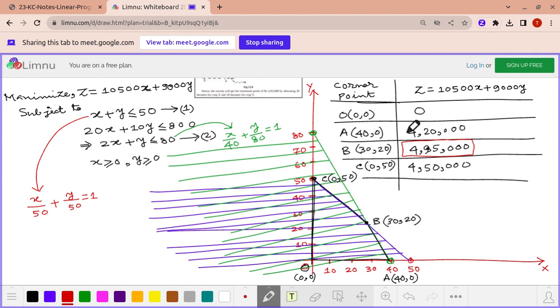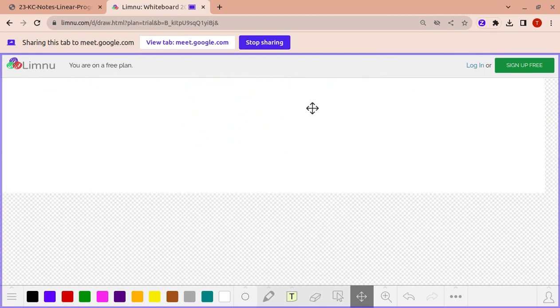I hope it is well understood, and we can proceed to the next question, and that will be the last question for today's session.